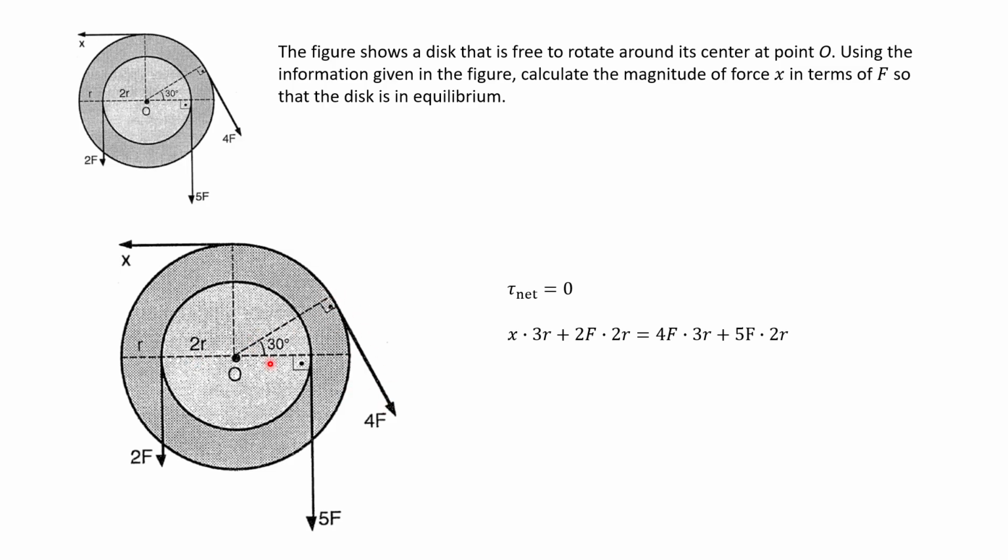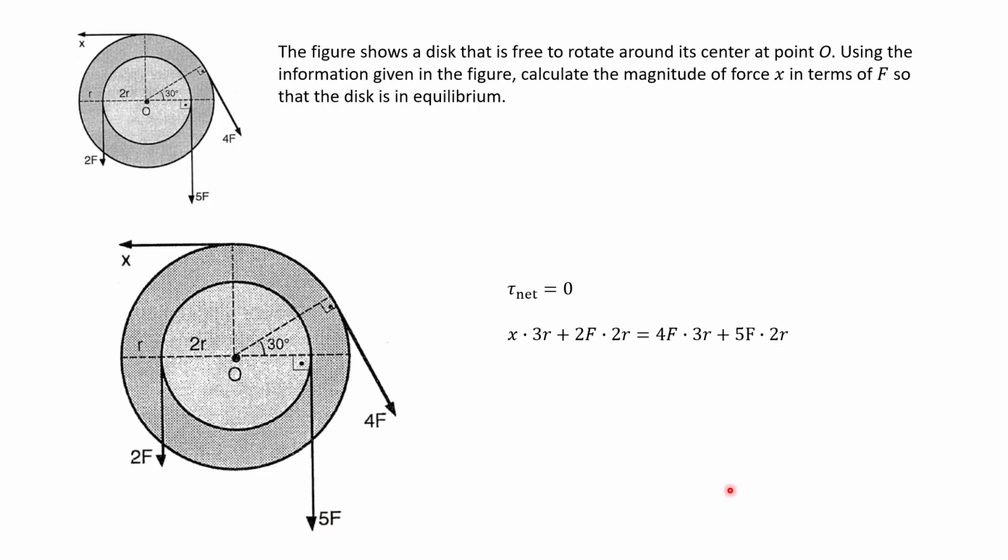Now note, the 30-degree angle does not matter. It's the component of the force that's trying to rotate, right? So this is the arm length, and you're applying force in a perpendicular direction to the arm still. So it's going to be 4F times 3r, and not any sine or cosine of 30 degrees, because the angle between the arm and the force is 90 degrees. And the last one is 5F times 2r.